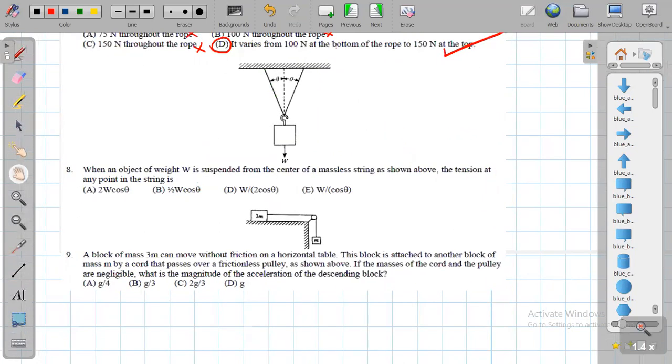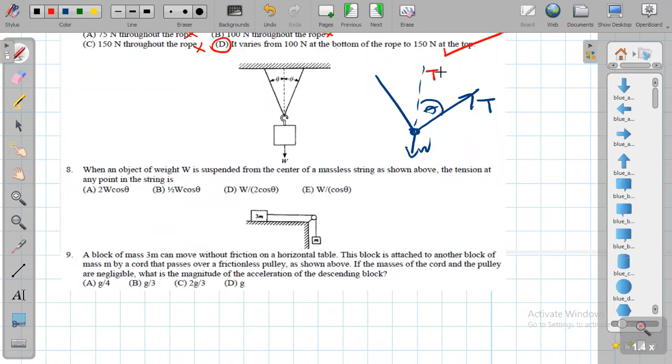Now the 8th one. When an object of weight W is suspended from the center of mass by a string as shown above, it's a massless string. The tension at any point of the string is going to be, the weight is here. Now let me draw this. Weight applies, and there is an angle of theta, and I'm only going to take the tension of one string.